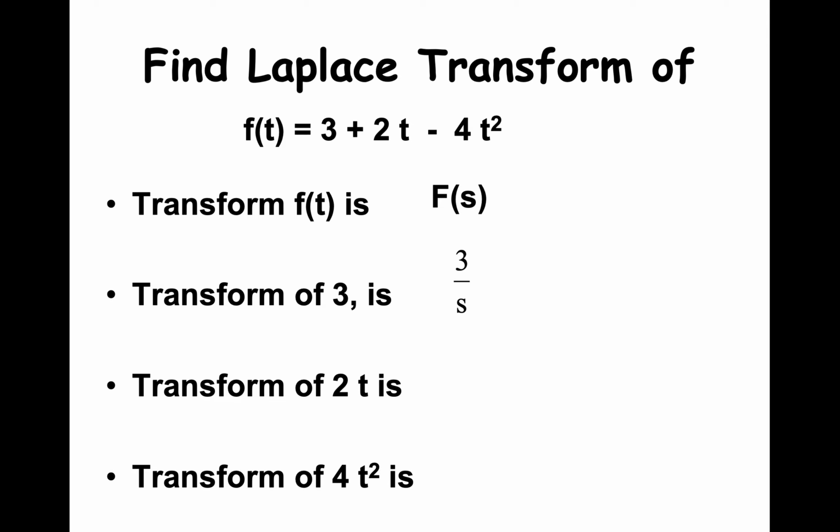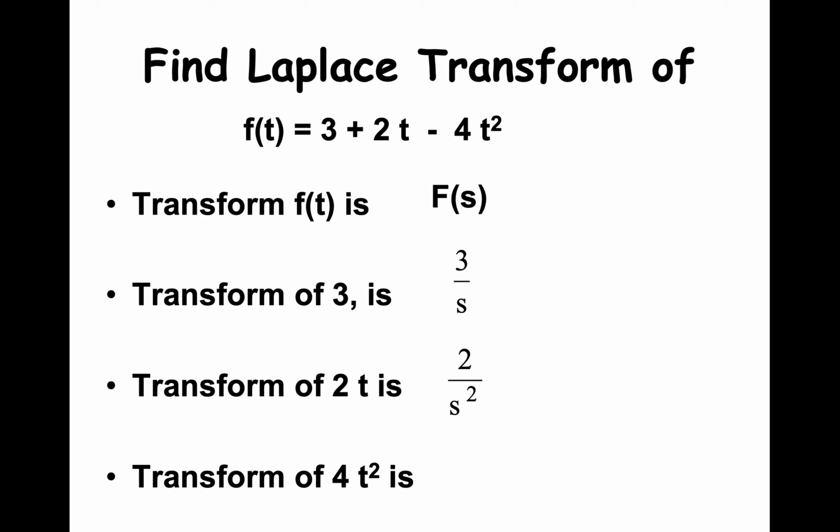The Laplace transform of the second term, 2 times t, is found the same way. Search through column 2 to find the expression with the constant times 2t. Equation 8 is the correct time domain expression. The corresponding Laplace transform for a times t is a over s squared. In this case, a equals 2. So the Laplace transform for the second term is 2 over s squared. The note indicates that this is a ramp function.